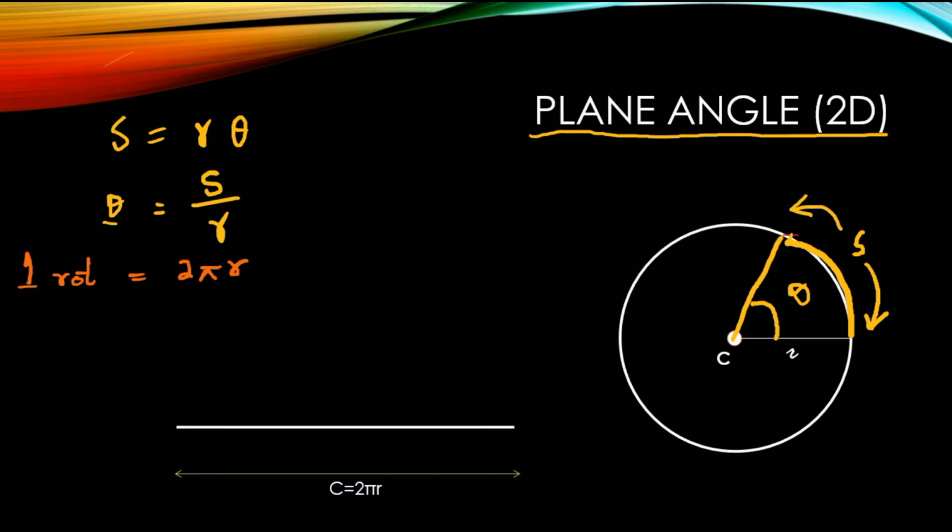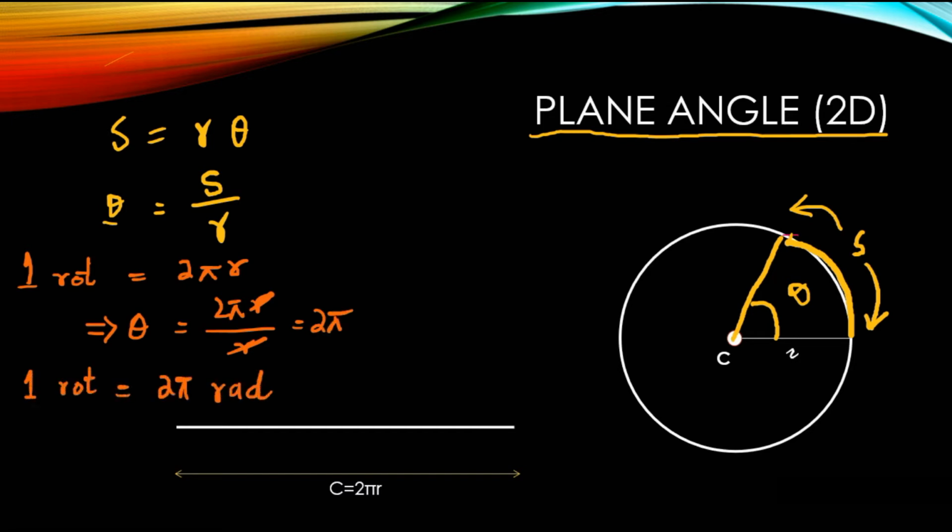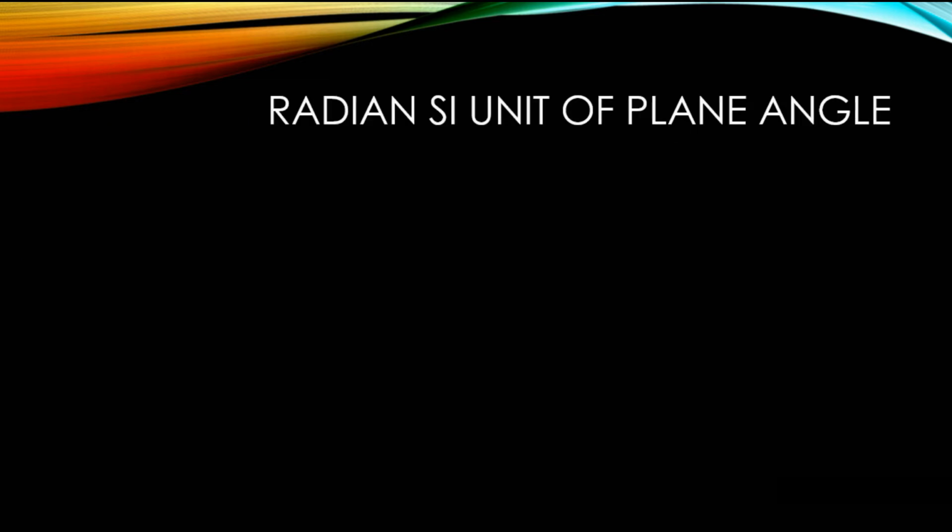As I already discussed, in one complete rotation there are 360 degrees, and the complete rotation comprises the total length of arc, that is 2 pi r. So theta is 2 pi r by r, where r cancels out and we get 2 pi radians in a complete rotation. Radian is the SI unit of the plane angle.